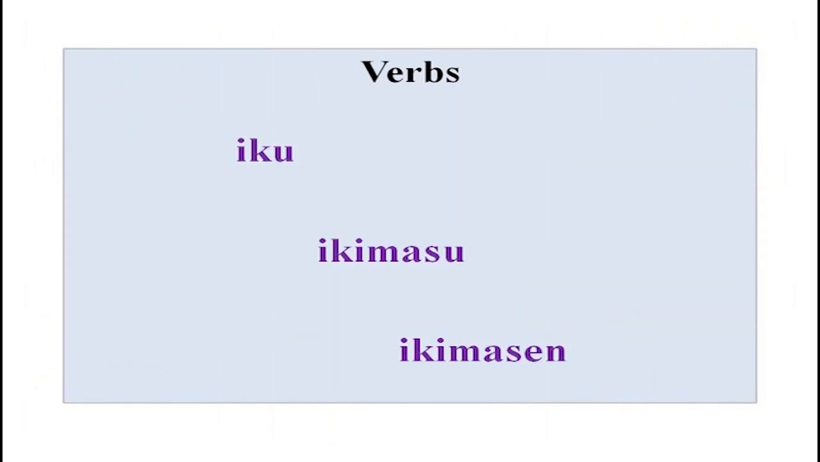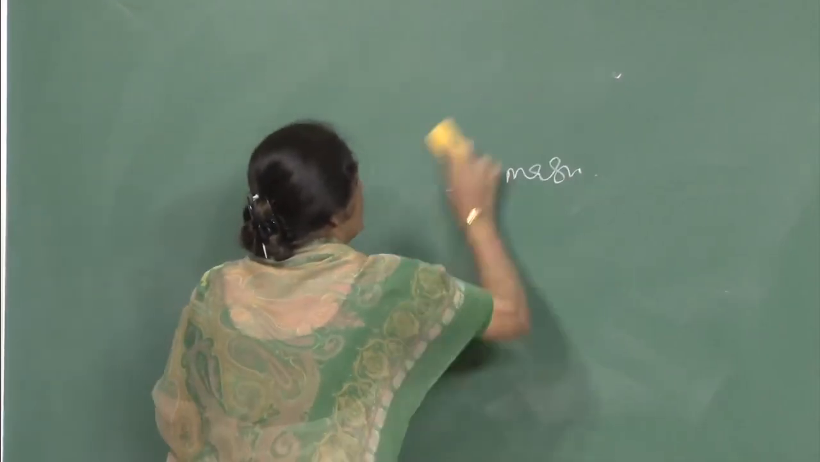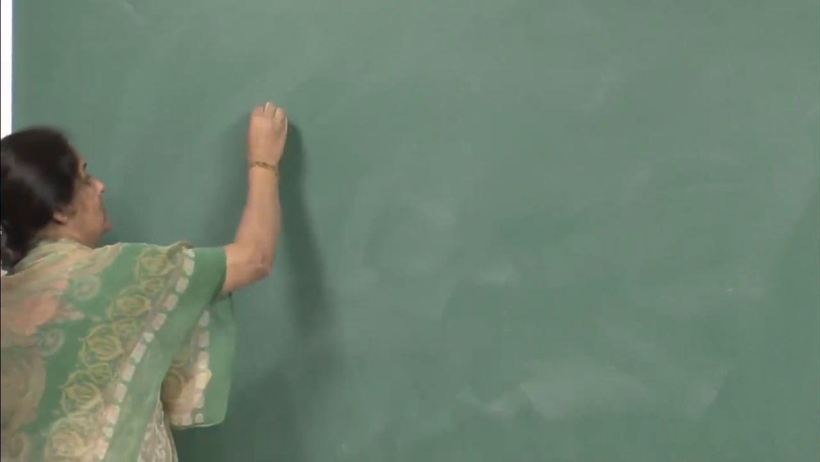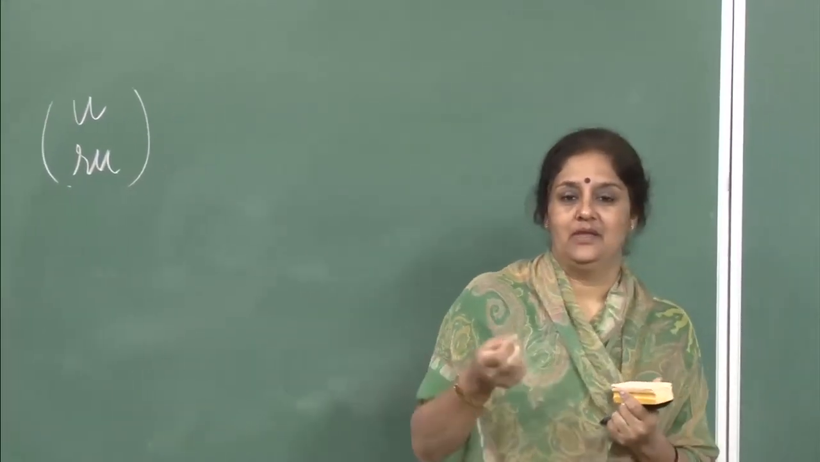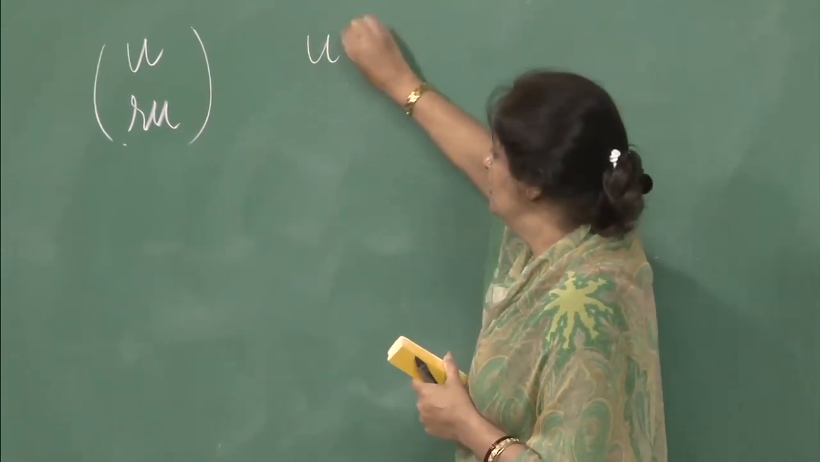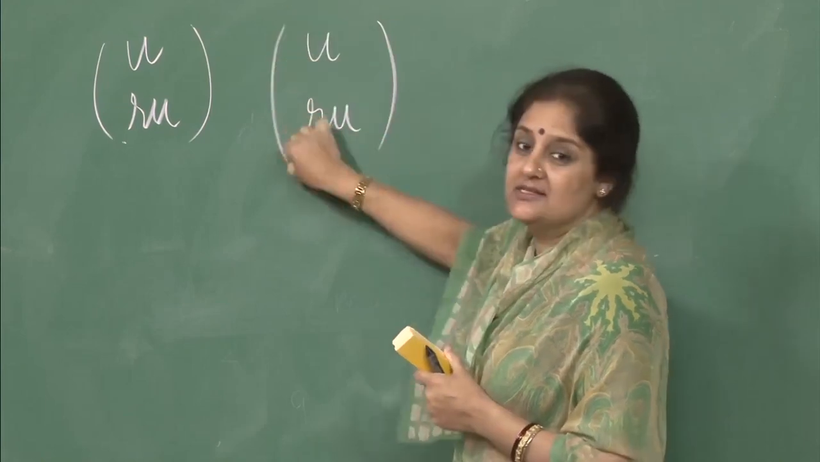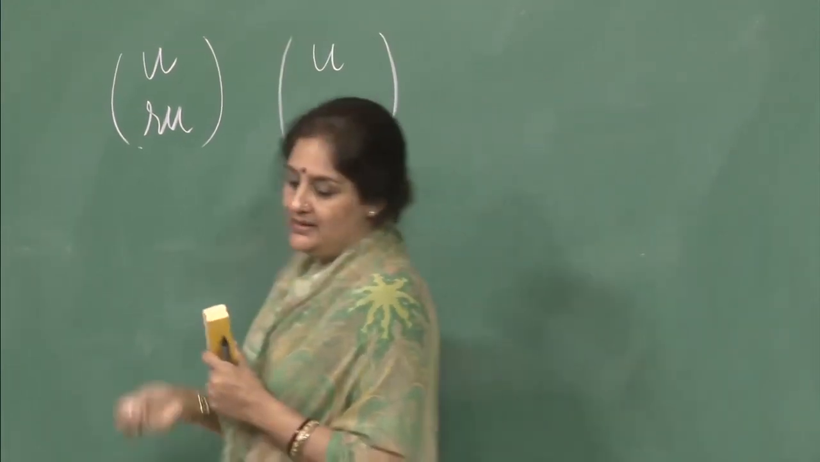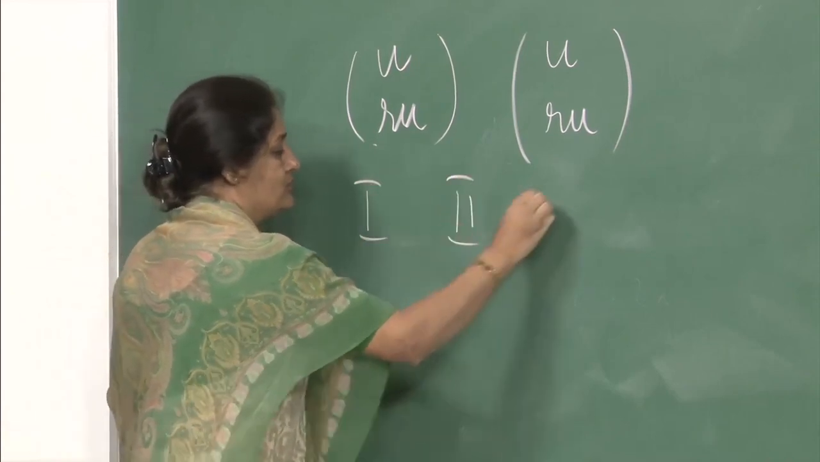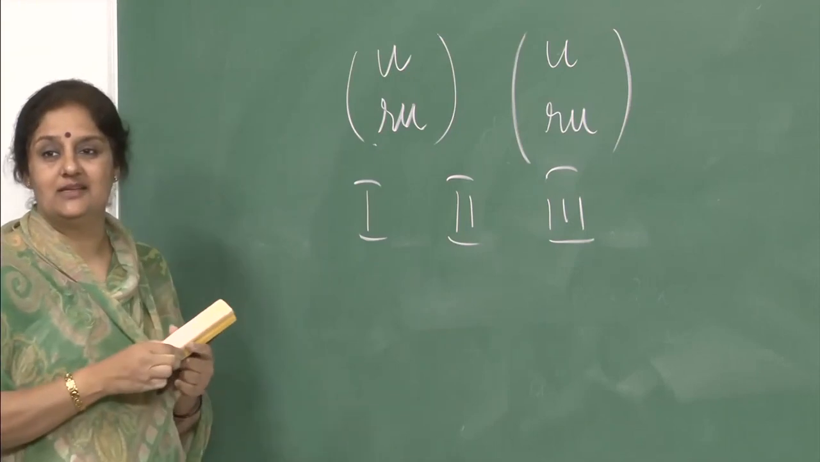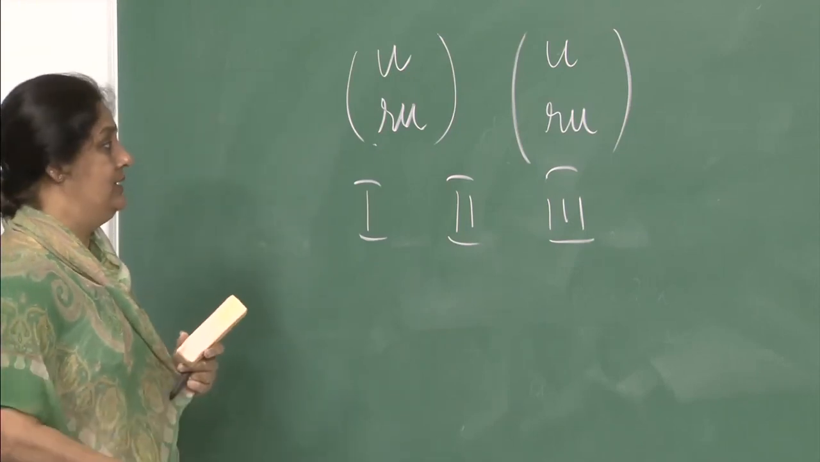Now, I want to tell you something about verbs. In Japanese, verbs are divided into two categories, basically two categories, the u verbs and the ru verbs. Now, there is a base form of the verb, the stem of the verb, the dictionary form of the verb, and if the verb ends in u or in ru, it is in its dictionary form. Please remember that. So, with this division, they have classified verbs into group 1, group 2 and group 3. Of course, how will you differentiate whether it is in group 1 or group 2 or group 3? It's simple.